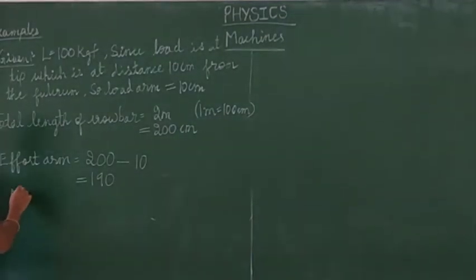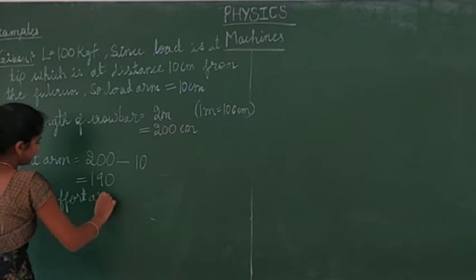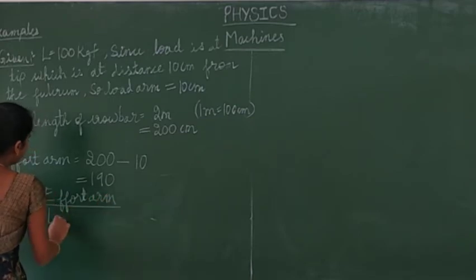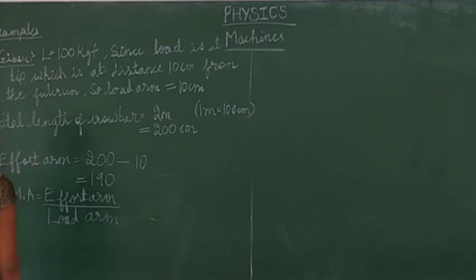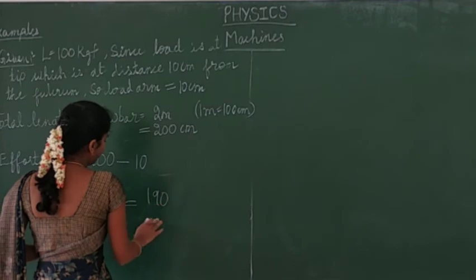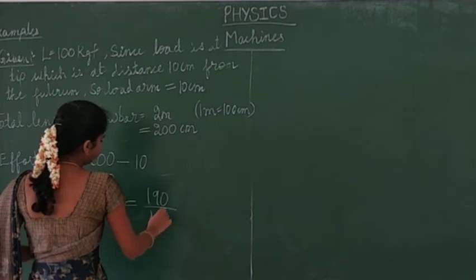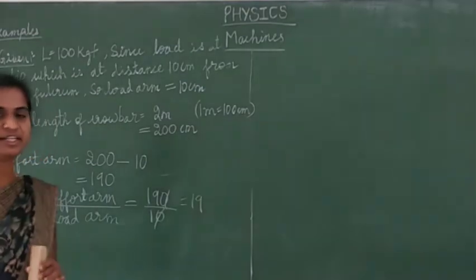Next is the mechanical advantage, that is equals to effort arm divided by load arm. So what is the effort arm? 190 divided by 10. So 19 is the mechanical advantage.